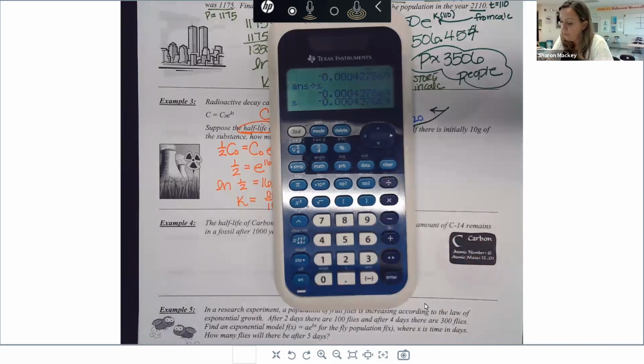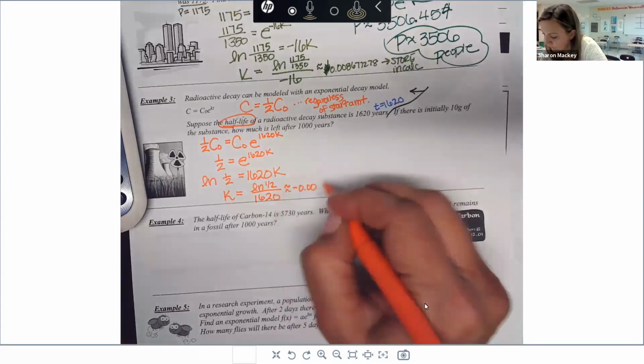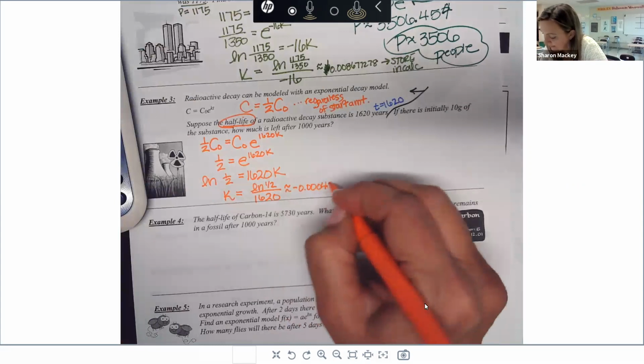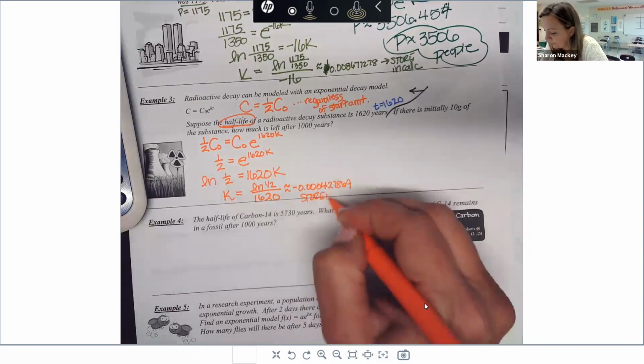All right. So if you'd like to write it down, it does end up being negative 0.000427869 again, but you're just going to store this in the calculator. Okay.